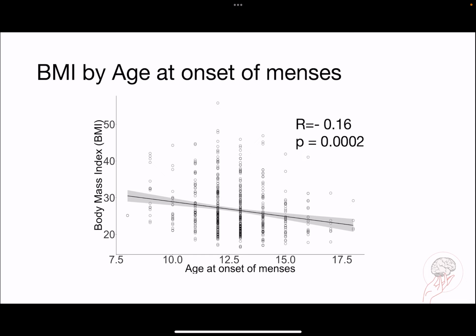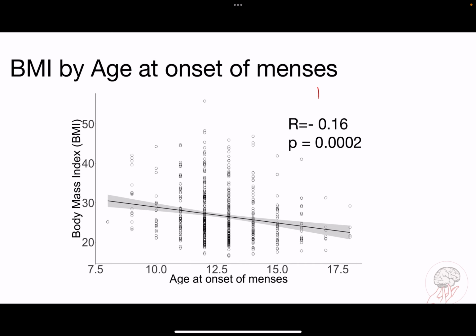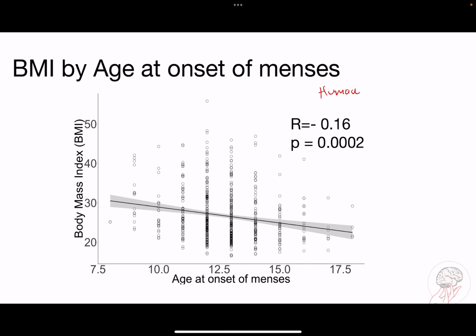So this is another graph from one of my studies that I published a couple of years ago, because I was curious about BMI and the age of onset of menses. And I looked at a really big data set called the Human Connectome Project.